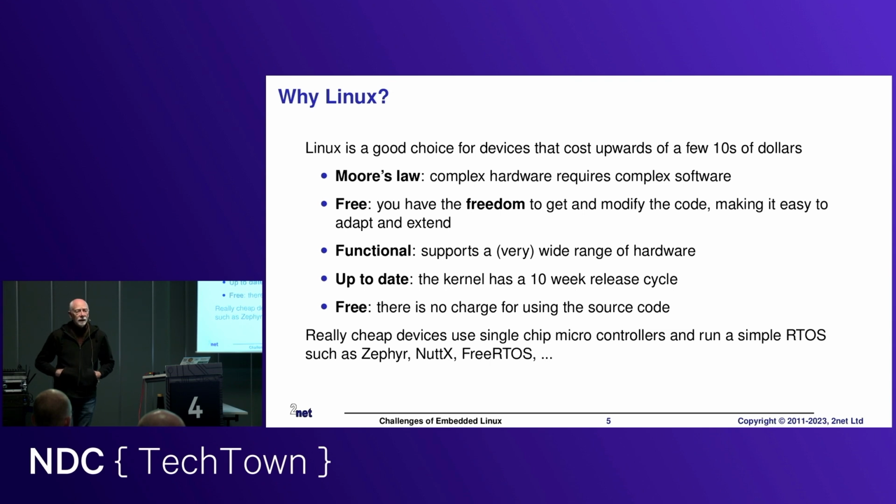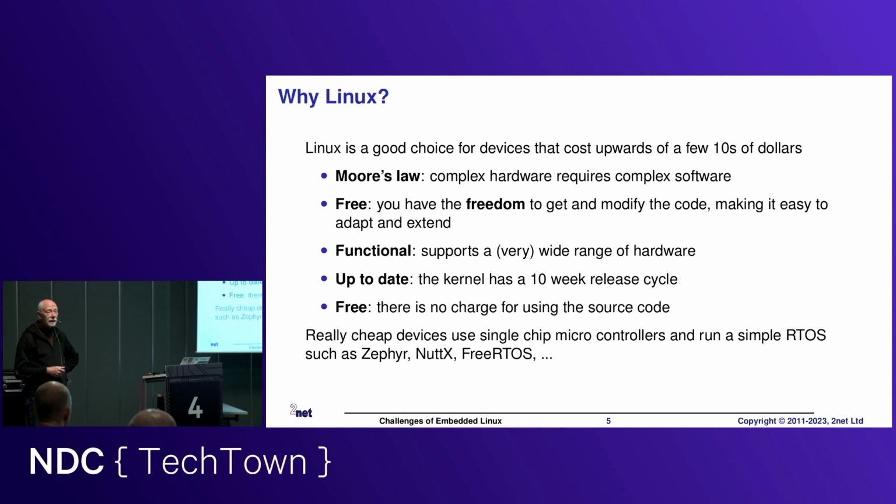So my emphasis here is on Linux as an embedded operating system. So why Linux? Linux is a good choice for the reasons given here. The key one really is complexity. Way back, you could drive one of these things with a simple RTOS, but increasingly things are getting more and more complicated. There are many communication stacks, more complicated graphical environments and so on. So you need a full-sized operating system to do all of these things. So Moore's law is kind of pushing Linux into the embedded space.